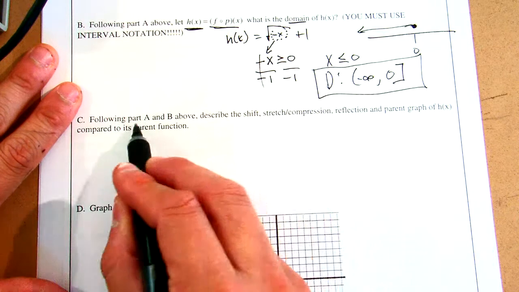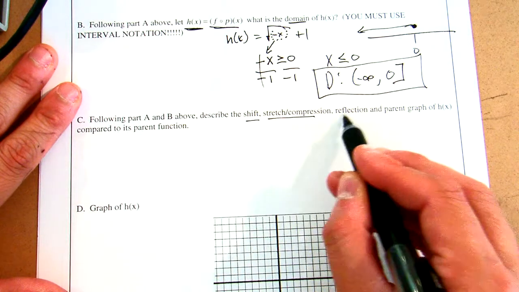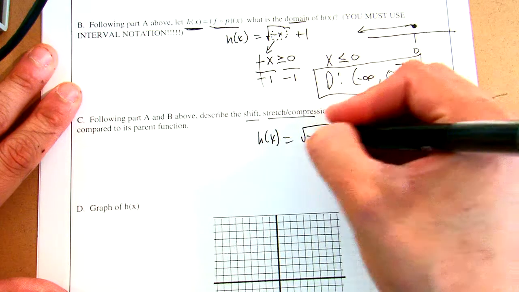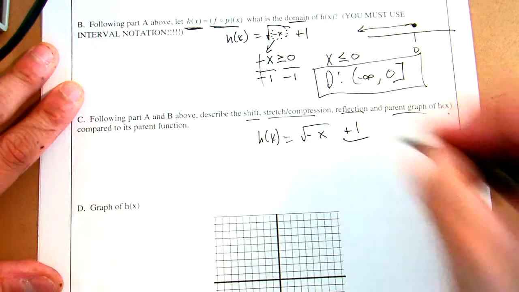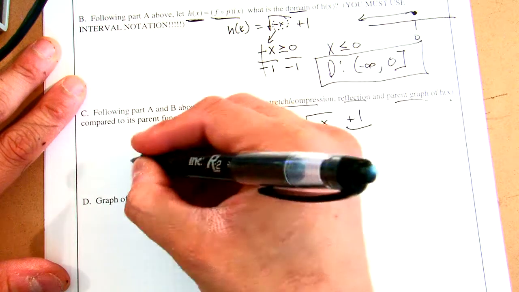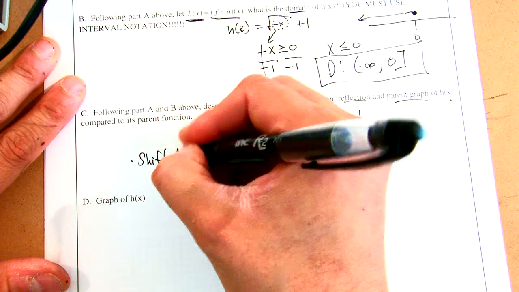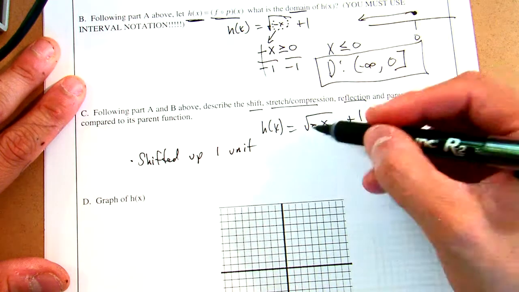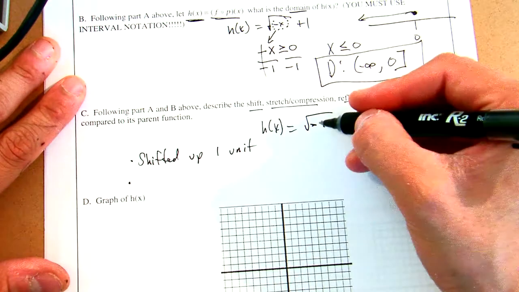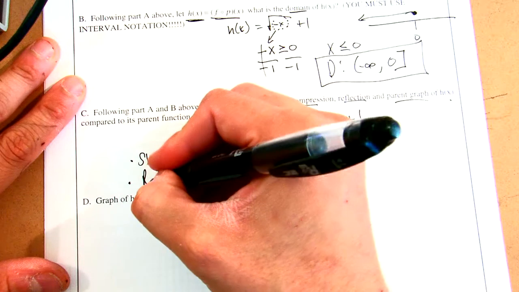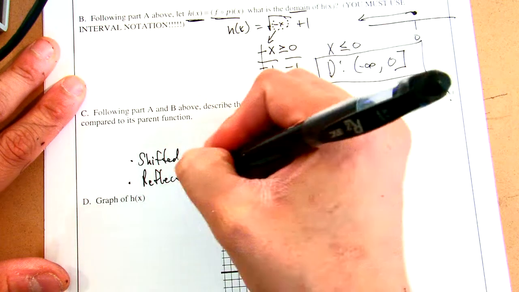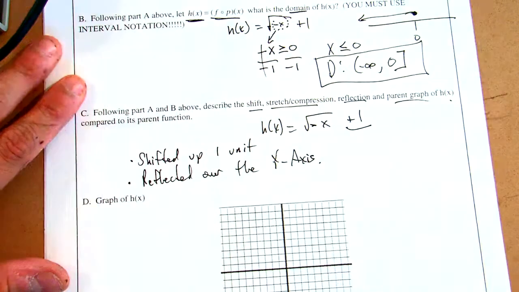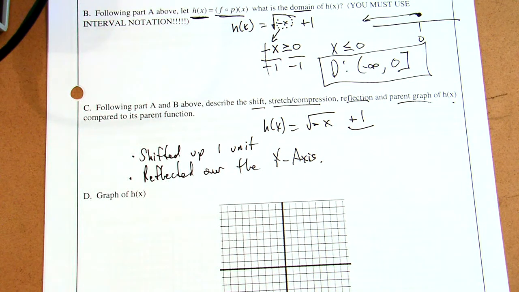And lastly, it says following part B, describe the shift, stretch, compression, and reflection from the parent function of h of x. H of x is the same function that we've been working with here. Because it's plus 1, it's shifted up 1 unit. And then the negative means that it's a reflection, and because it's negative on the inside, it's reflected over the y-axis here.